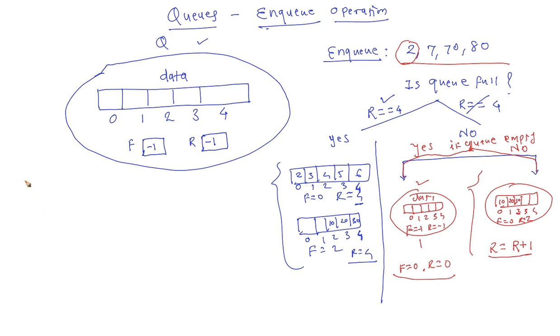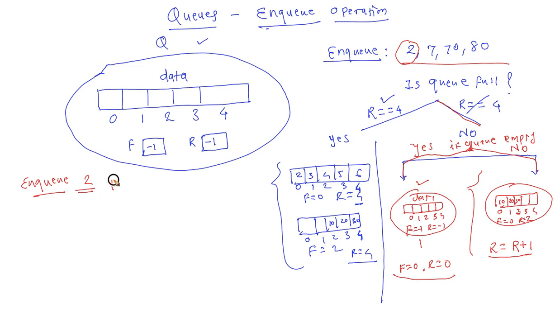Now to enqueue 2, let's follow these steps. Is the queue full? First step, is the queue full? How will I check if the queue is full? Check the value of R. R is -1. That means the queue is not full. When the queue is not full, I ask another question: is the queue empty?